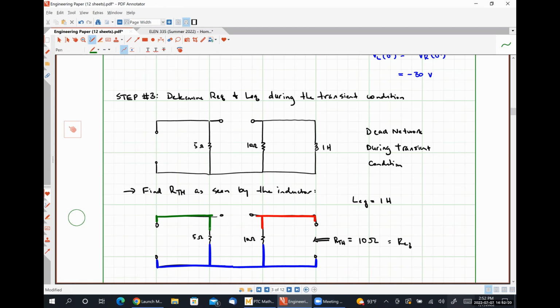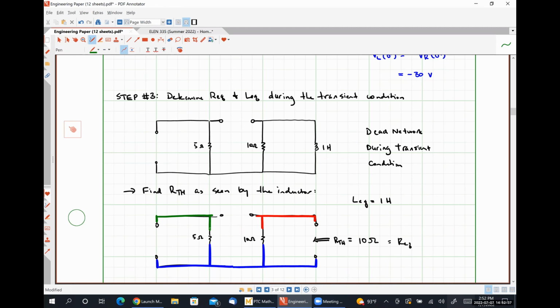The 5 ohm resistor is between the green node and the blue node. And because the green node isn't in any way connected to the red node, the 5 ohm resistor can't be contributing to the equivalent resistance, right?